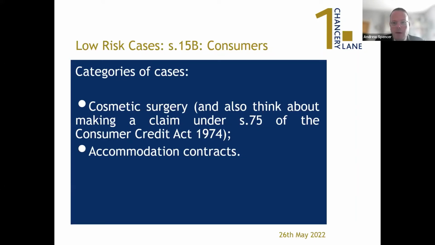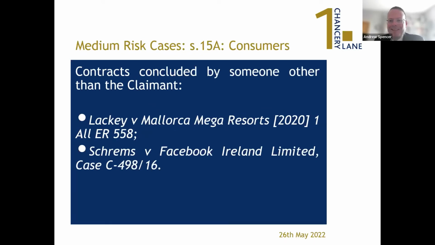Now, this consumer area does give rise to a few areas of difficulty. So this is an intermediate category of medium risk cases. The situation arises sometimes where the person who's the claimant isn't actually the person who physically entered into the contract. You can imagine having this situation quite often with family groups, that one person buys everybody's ticket, or groups of friends similarly. What scope is there for a defendant to argue that somebody in that situation does not fall within the category of a consumer able to bring these claims here?